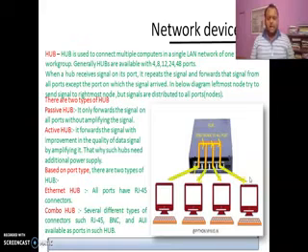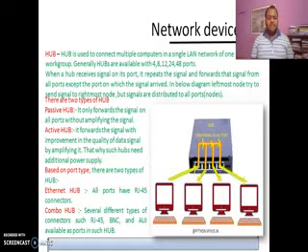Now there are two types of hubs based on their working. First one is the passive hub. What does a passive hub do? It only forwards the signal on all ports without amplifying the signal. It will not amplify your signal, it will directly send it. Now the active hub forwards the signal with improvement in quality, meaning it amplifies your signal and then sends it. That's why such hubs need additional power supplies.